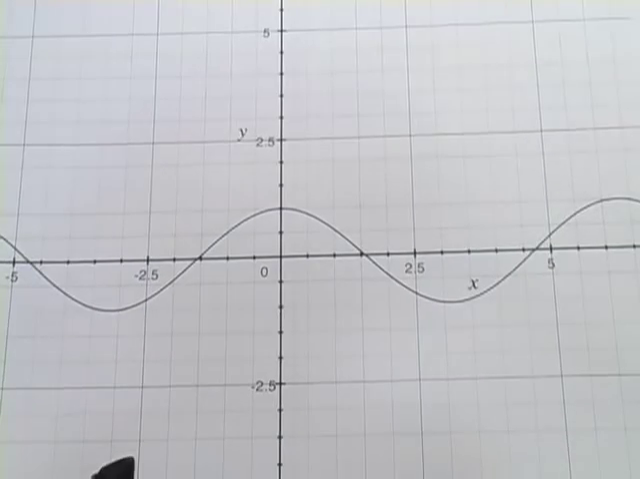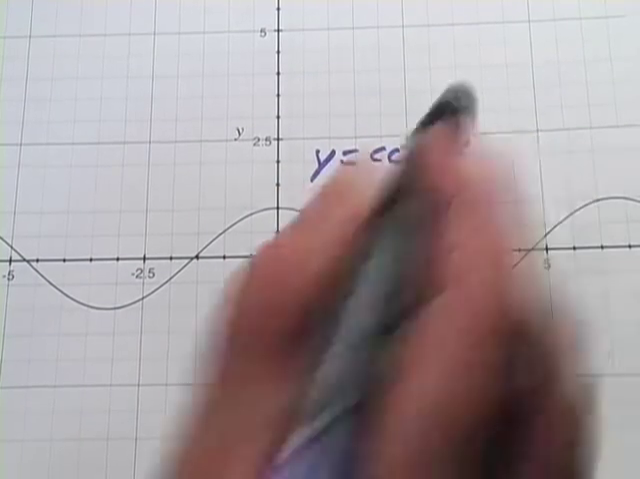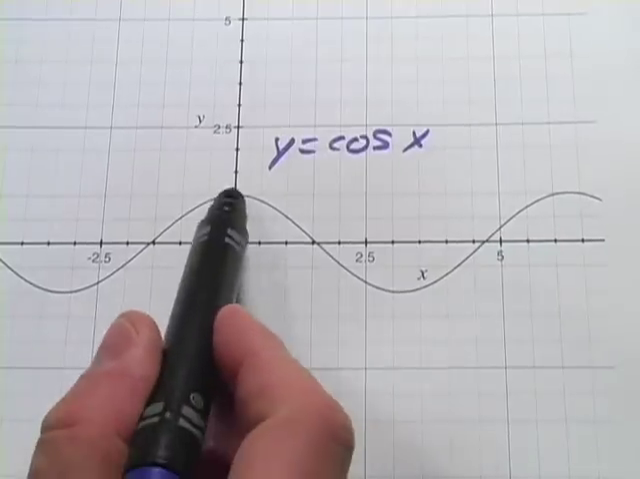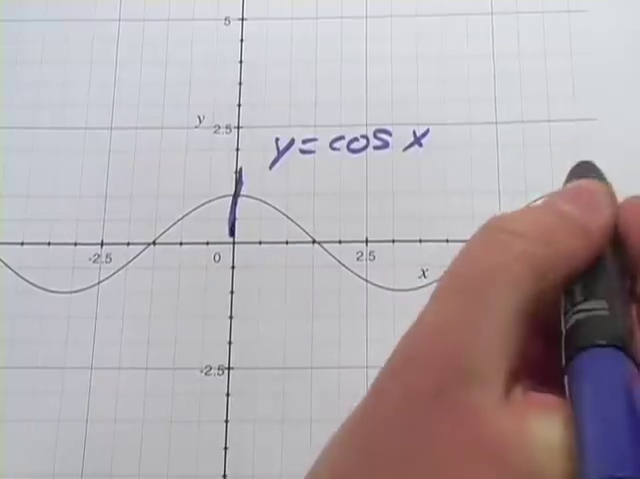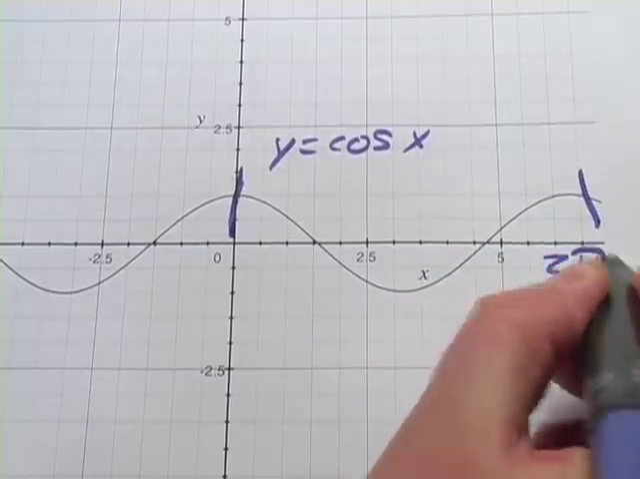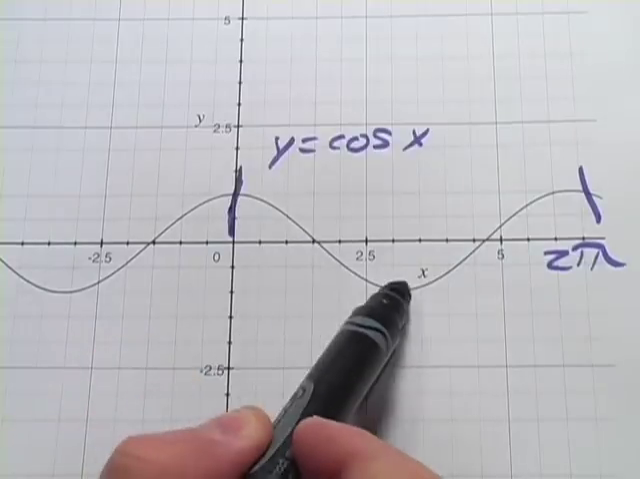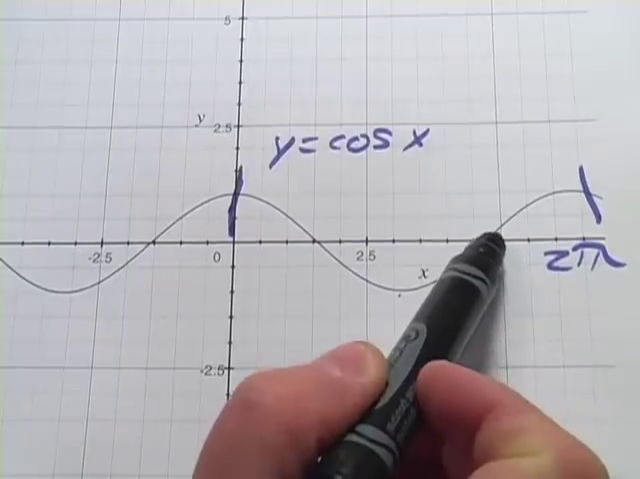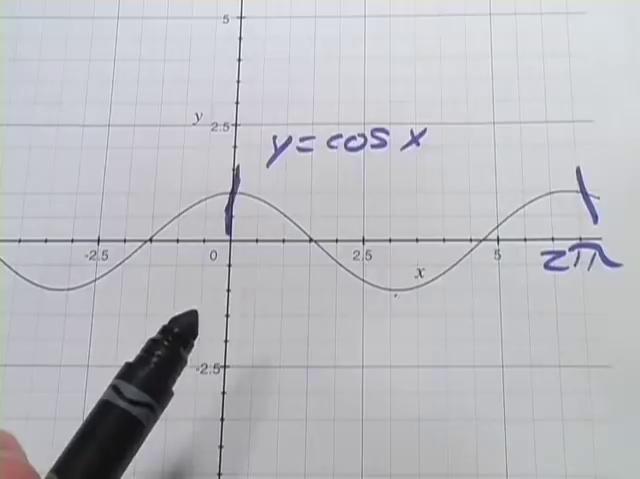Now this is y equals cosine of x. And it looks very much like the sine function, except that instead of starting at (0, 0), it starts at 1. But pretty much everything else is the same. The period is, again, 2 pi for your basic function. It goes from 1 down to 0 at pi over 2, down to -1 at pi, back up to 0 at 3 pi over 2, and up to 1 at 2 pi.